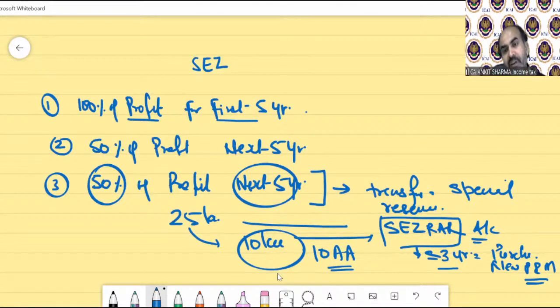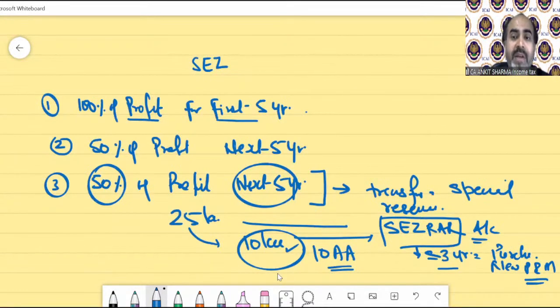If the machinery has been purchased, the deduction will remain. If machinery is not purchased within 3 years, then the amount not utilized in purchasing that machinery is going to be taxable. Like we transfer 10 lakh rupees, so you avail the deduction of 10 lakh rupees in this year. But within 3 years, you only use 8 lakh rupees for purchase of plant and machinery.